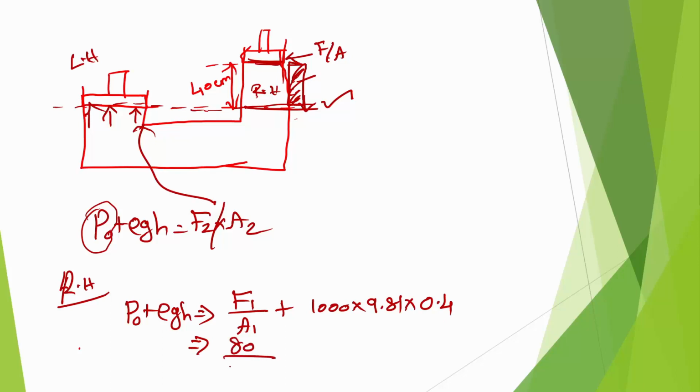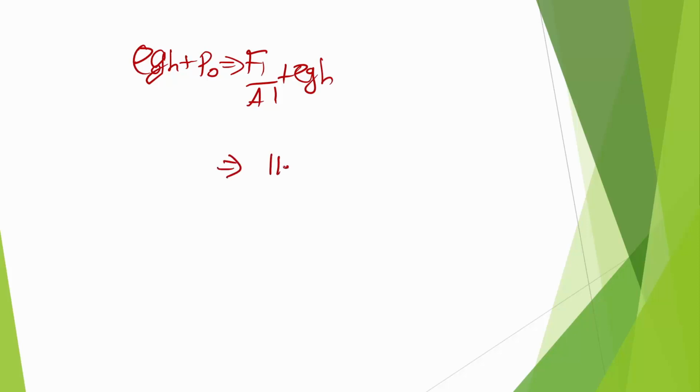Here I require the area. So the area I have calculated as 7.068 into 10 power minus 4, that is pi by 4 into 3 into 10 power minus 2, the whole square. This is my area, plus 1000 into 9.81 into 0.4. When simplified, P naught plus rho GH, that is F1 by A1 plus rho GH, can be 11.70 into 10 power 4 Newton per meter square.